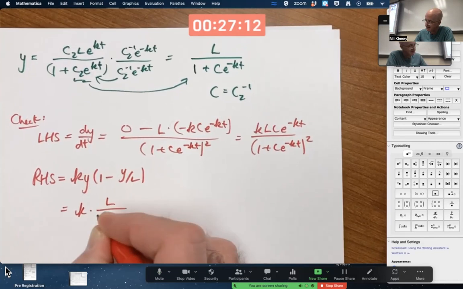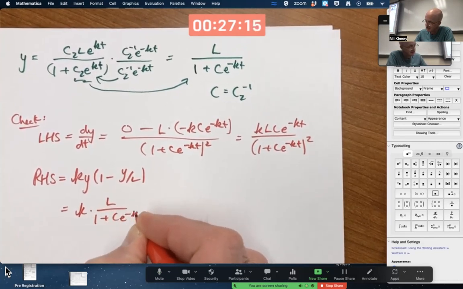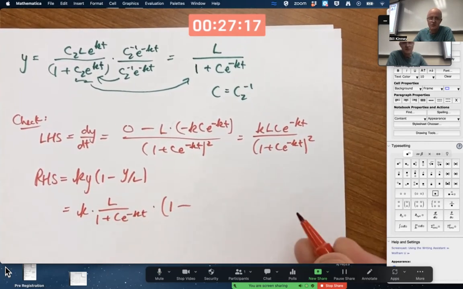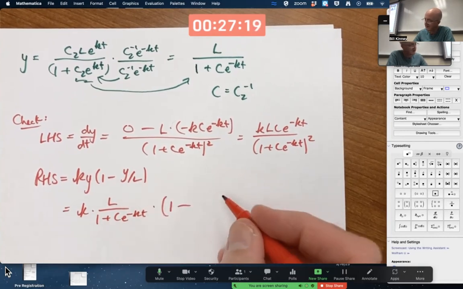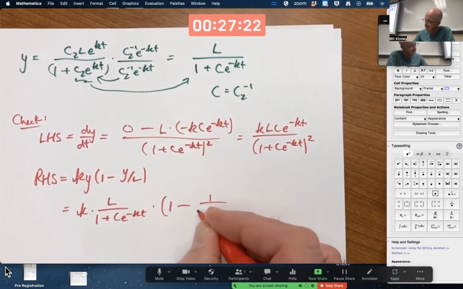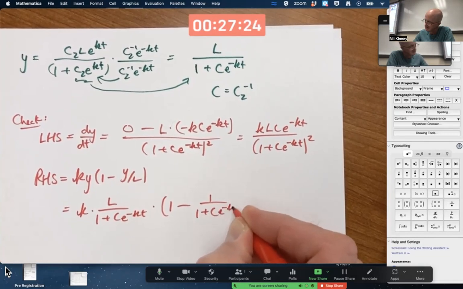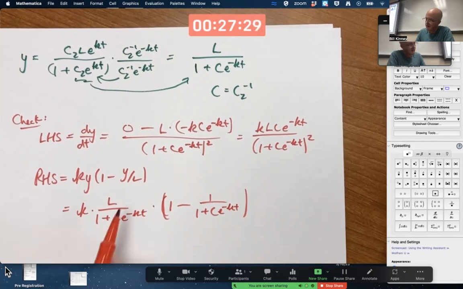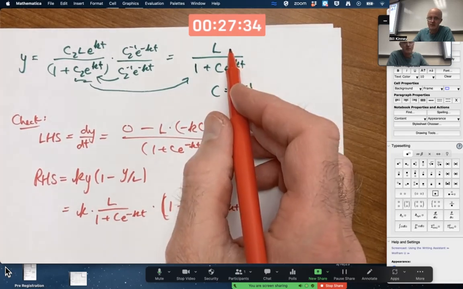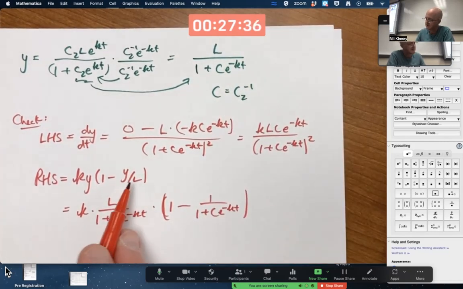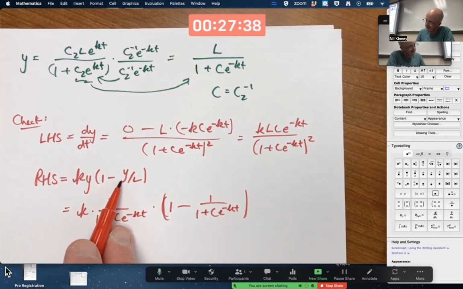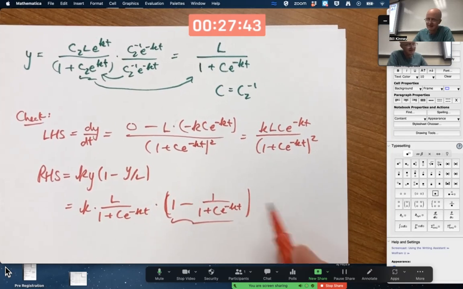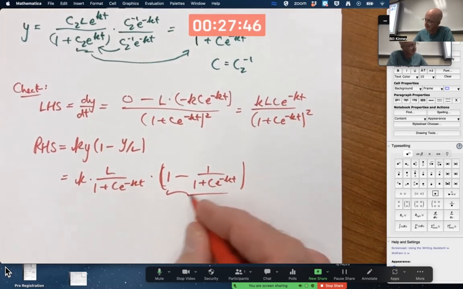Substitute this function. Do notice in the y over L term, the L's will cancel. With y over L, I cancel the L there with this L there, when I substitute the function in place of y right there. I guess do the subtraction here, so get a common denominator of this thing.